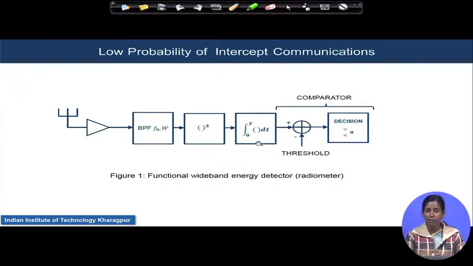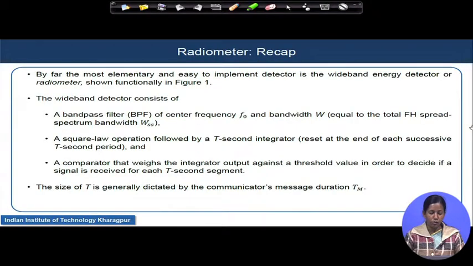The square law detector and this integrator basically form an integrate and dump kind of intercept detector, or intercept radiometer, we should say. Then there is a threshold comparator, and this threshold in the radiometer was pre-selected based on the noise statistics. The decision is that the signal is present when the output of the integrator is above the threshold, and if it is below, the decision is negative.